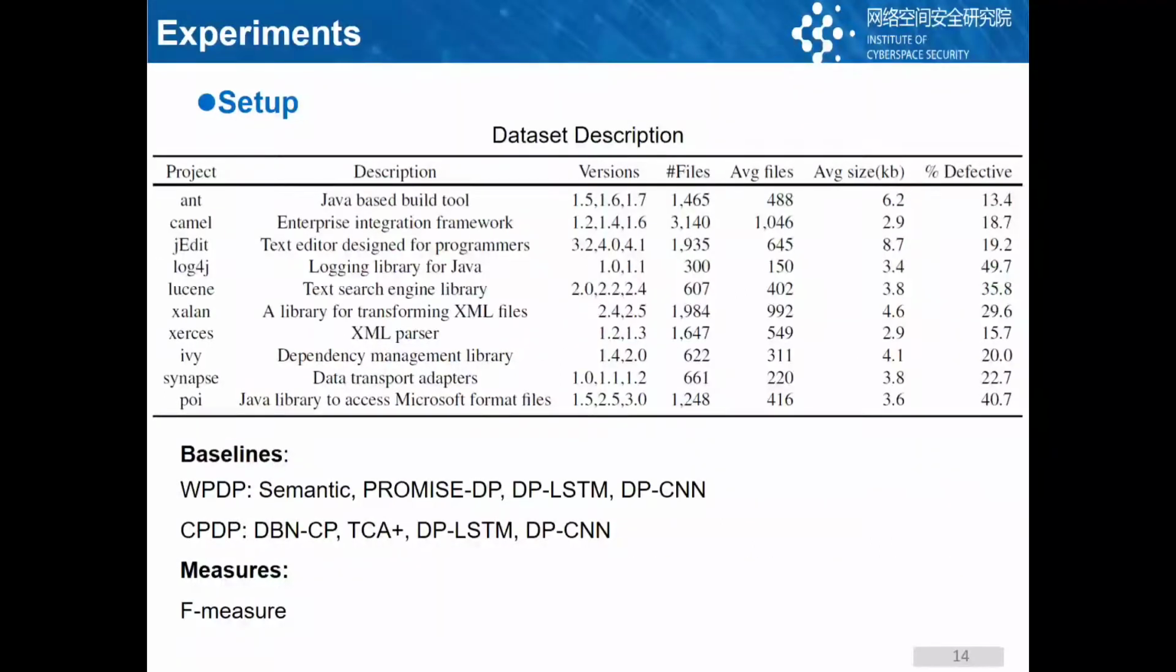In the experiments part, we adopted 4 baselines each for both within-project defect prediction and cross-project defect prediction, in terms of the F-measure.